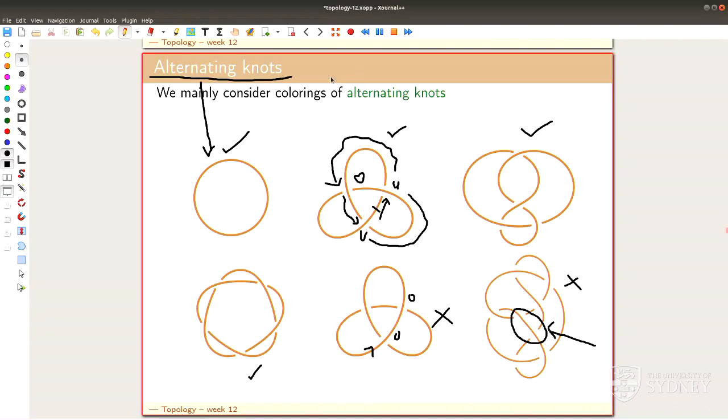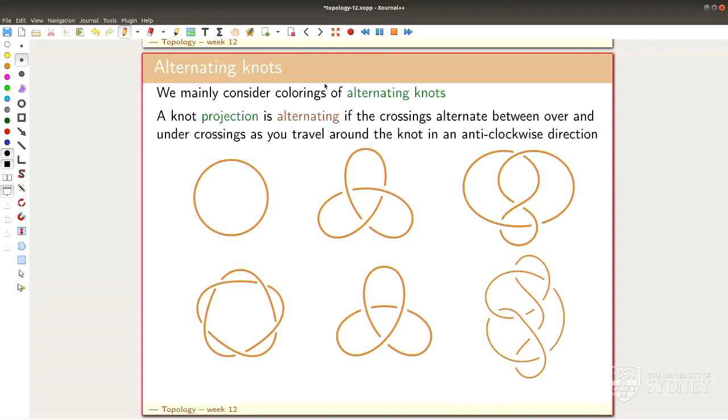Okay. Here it's written up. A projection is alternating if crossings alternate between over and under, if you just walk around the projection. And this is not a knot invariant. It depends on the projection. And you would call a knot alternating if it has an alternating projection. So it's really not a knot invariant.